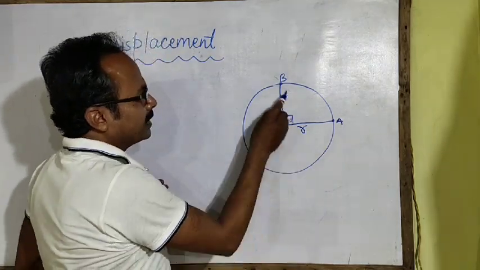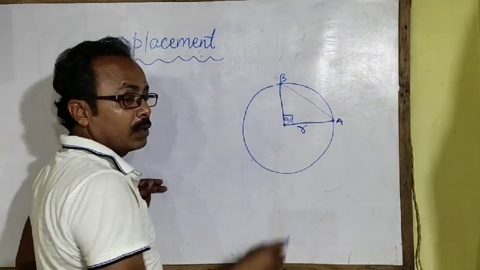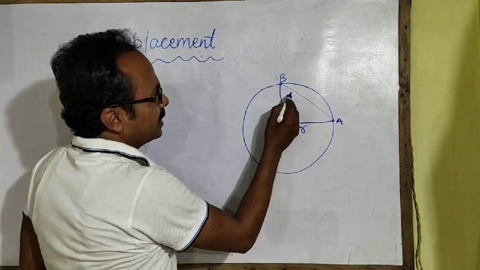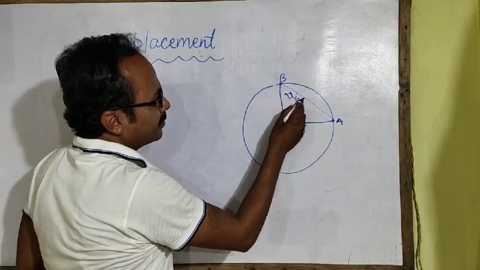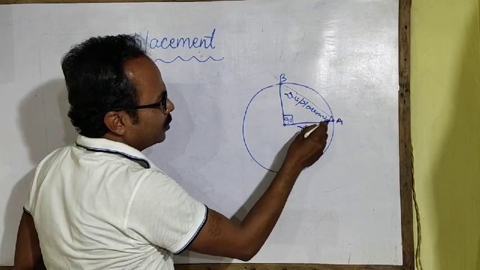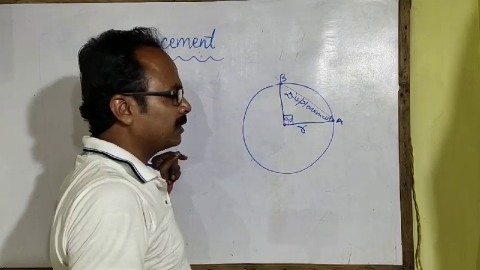The shortest distance between these 2 points is what? This is AB. AB is the shortest distance. So this is the displacement. Now the question is, how can we find out the displacement?